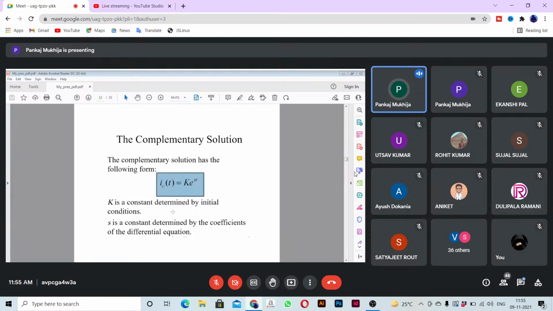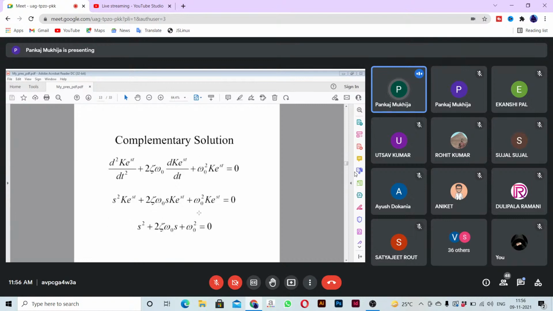K E^(St), and what is K? K is a constant which we have to find from the initial condition. What is S? S is something which we will find using the coefficients of the differential equation. How we will find K, how it will come out, you will be getting all the details. So don't worry, just wait for a few minutes.